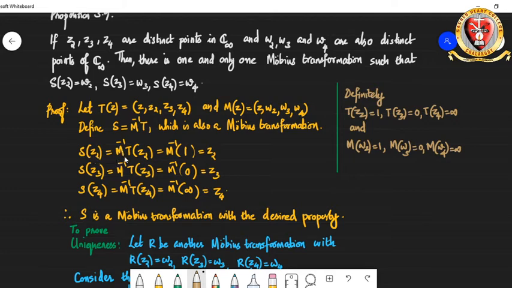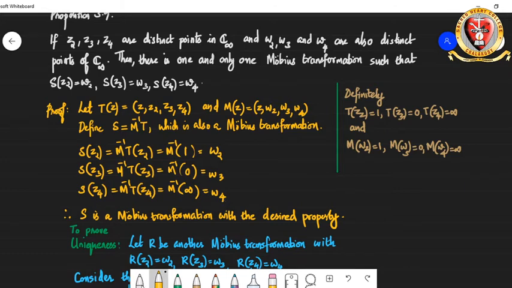Consider S of z2. S of z2 is equal to M inverse of T of z2. T of z2 we know is equal to 1. M inverse of 1 will be nothing but w2. Similarly, this will be w2, this will be w3, and the third one will be w4. So S is a Mobius transformation with the desired property.